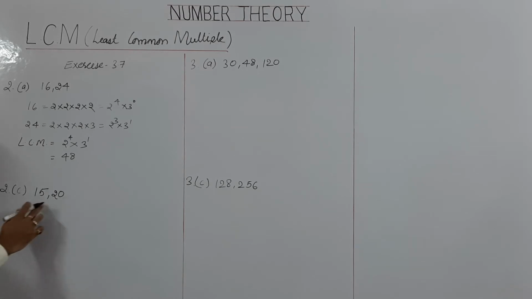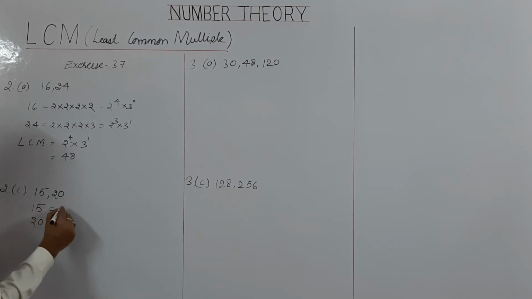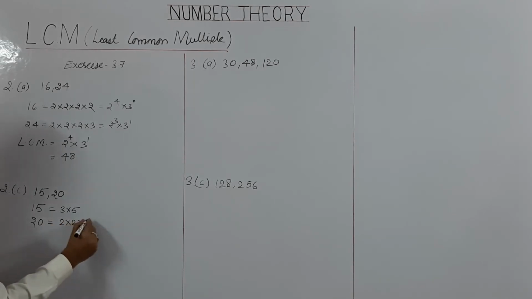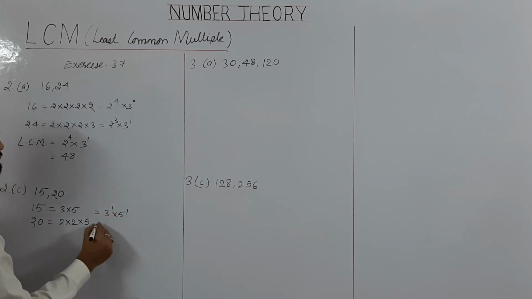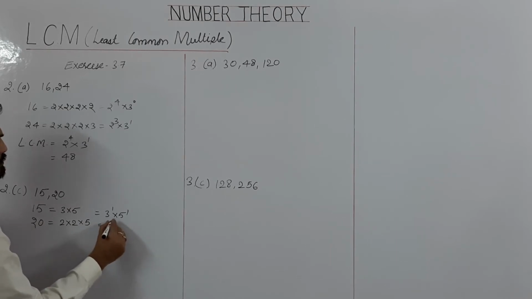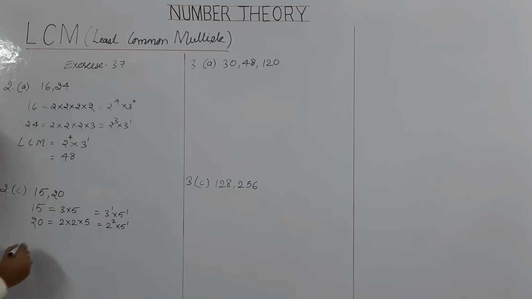Next, 15 and 20. Again, write the prime factors of 15 and 20. For 15, 2, no; 3, yes, 3 into 5. For 20, 2 into 2, 2 into 2 is 4, 4 into 5. So 3 to the power 1 into 5 to the power 1, or 2 to the power of 2 and 5 to the power of 1.